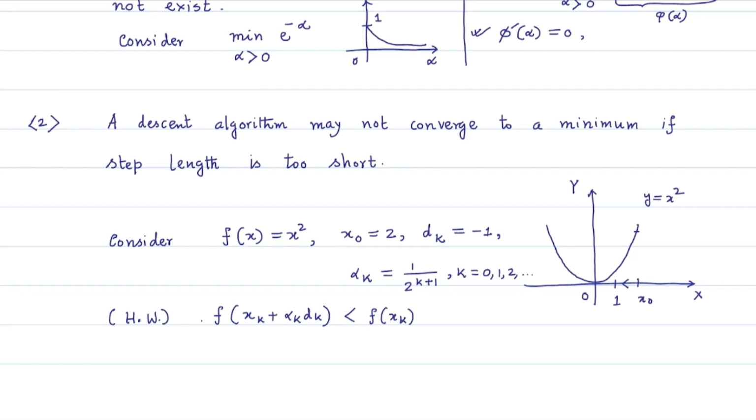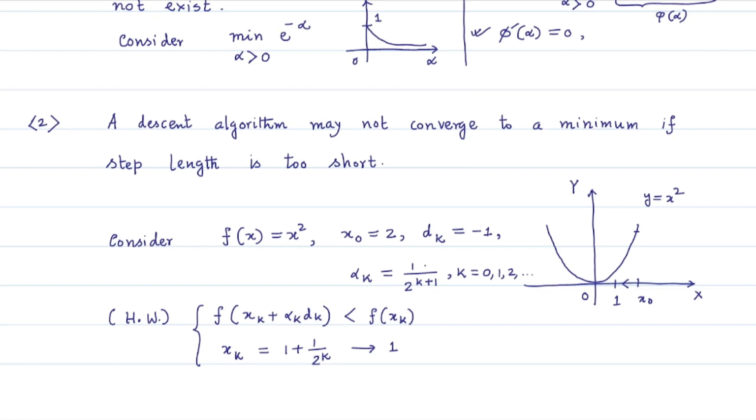Together with this inequality, you also please verify that the sequence xk is given by xk equal to 1 plus 1 by 2 to the power k. And hence we see that this xk converges to the point 1, which is not a local minimum of the function f(x) equals x square. And hence a descent algorithm, an iterative process with a descent direction, may not converge to a minimum if the step length is too short.